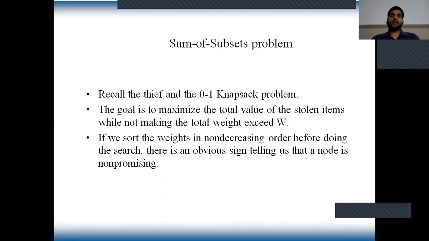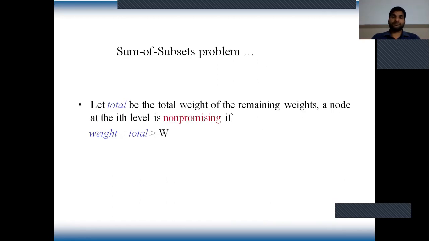Similarly, we can solve the sum of subset problem, where the sum of values of the set is not greater than the given knapsack capacity. Now we apply: if we sort the weights in non-decreasing order before doing the search, there is no obvious sign telling us that a node is non-promising. So in the sum of subset problem, a node at level i is non-promising if weight plus the total of the remaining weights is not greater than W.